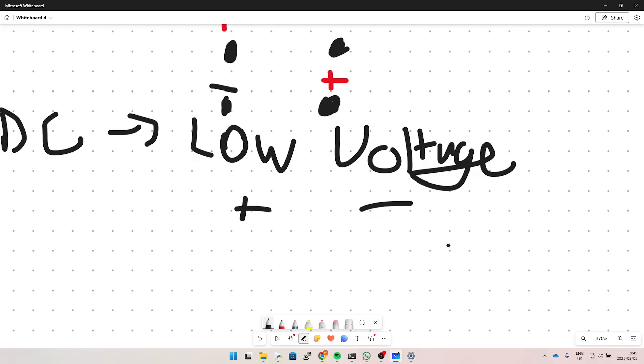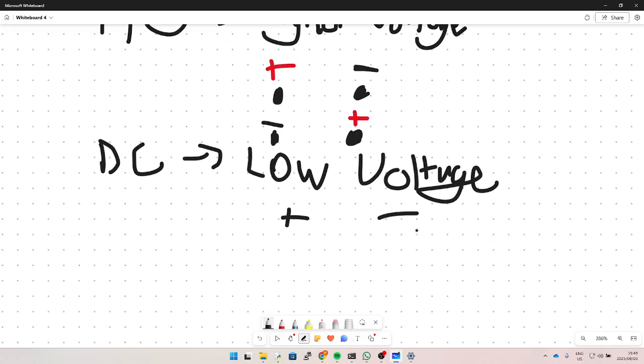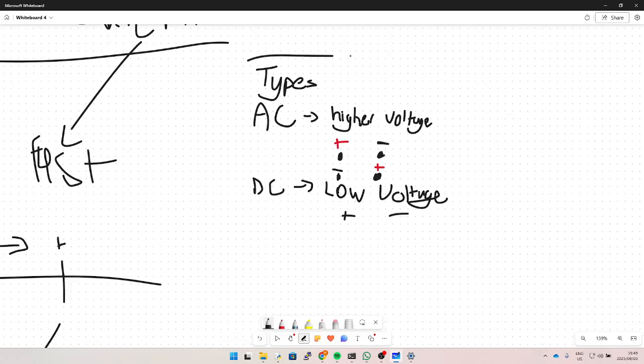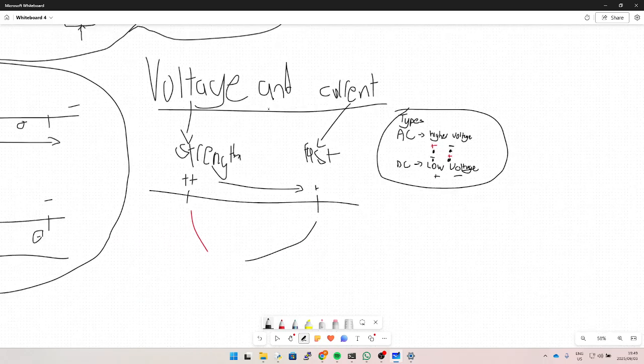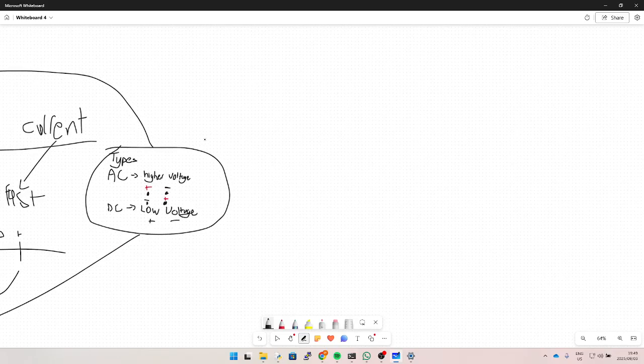Then circuit diagrams. Circuit diagrams are going to be a bit difficult. Well, it's not difficult in a sense, it's just that I'm going to have to draw them properly. Okay, anyways.